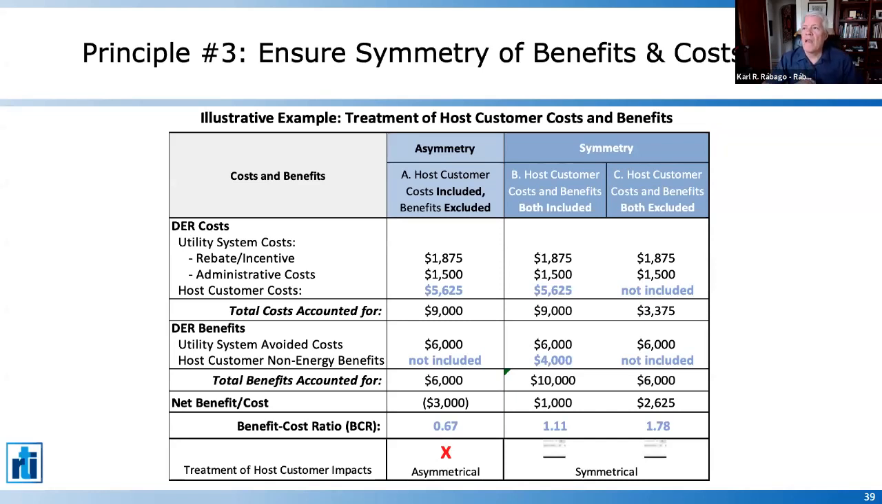We want to learn from utilities' implementation of performance-based regulation under multi-year rate plans. So it would be great if they documented what they're doing and shared that in that review, so that future performance incentive mechanisms can really target those highly cost-effective initiatives that the utility discovered under its incentive structure.